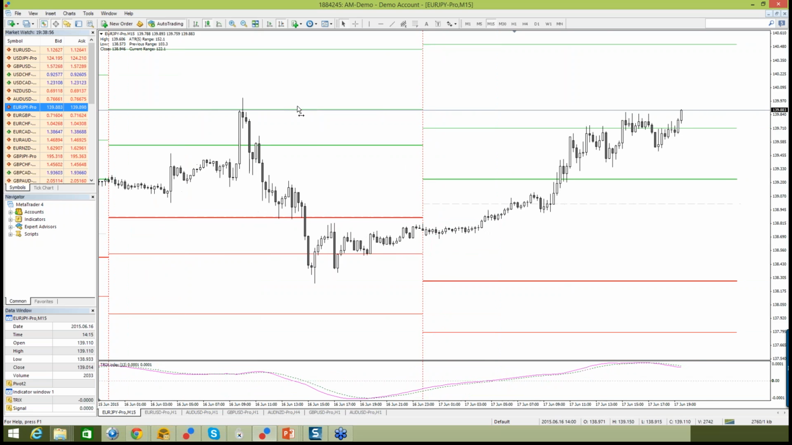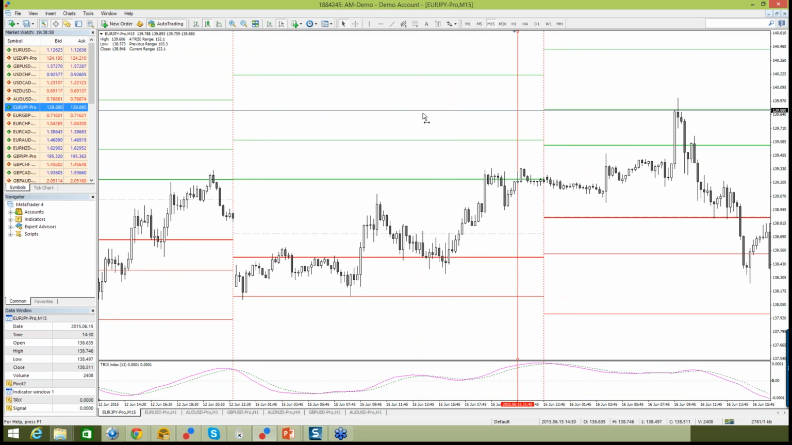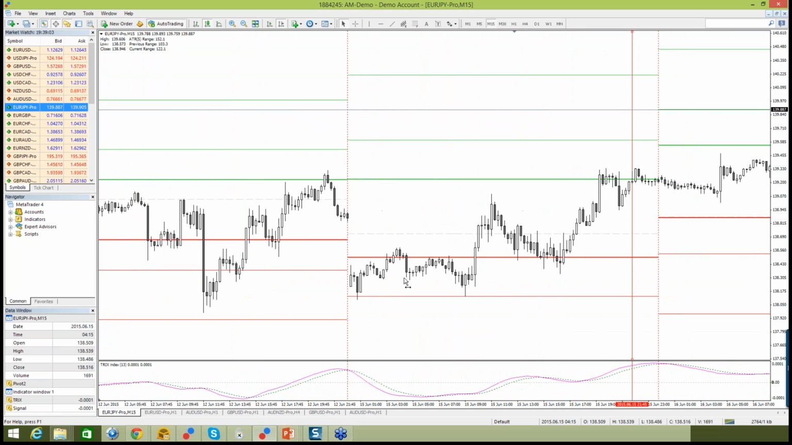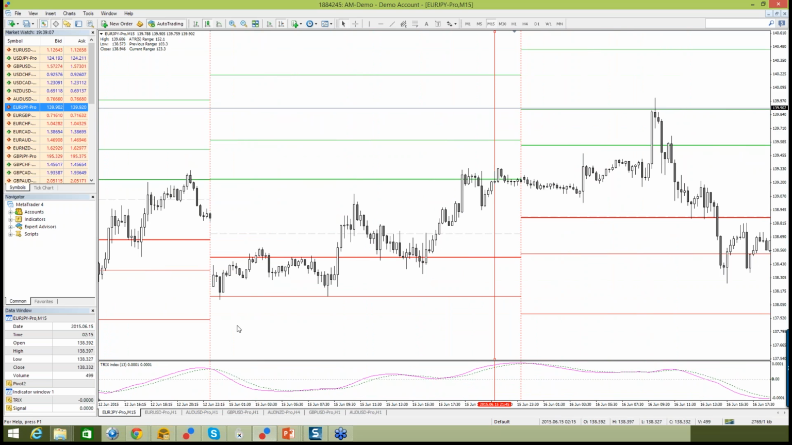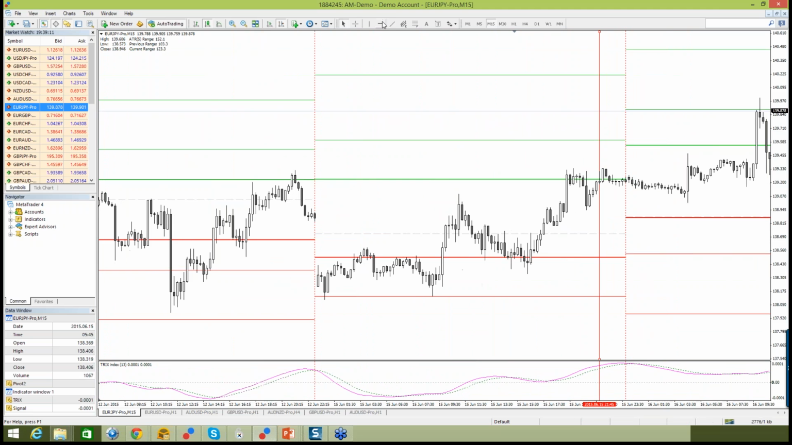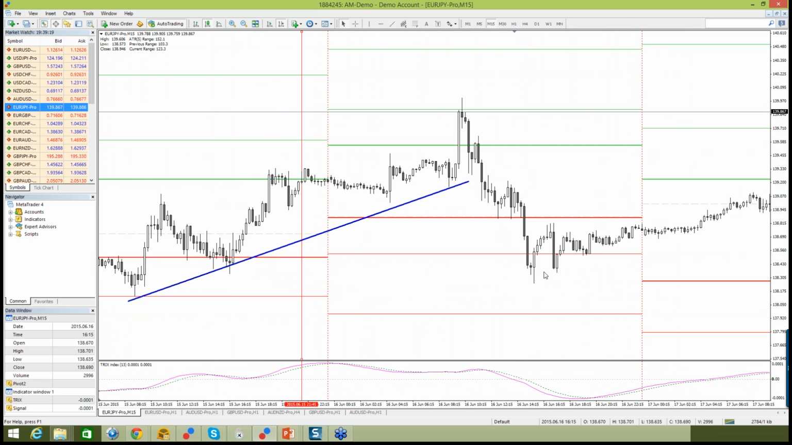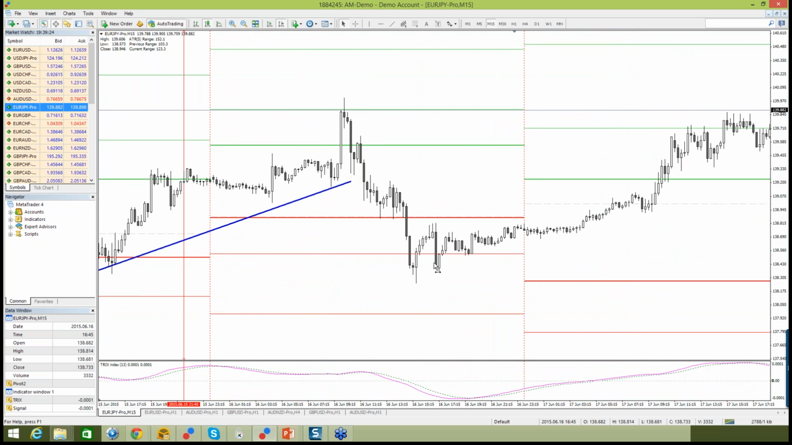So let's see this example, euro yen. Okay, we will use this day here. So this was basically an uptrend, and we will take an uptrend entry here. So this was definitely an uptrend. So you can identify the uptrend, and you need to use your trend line break.